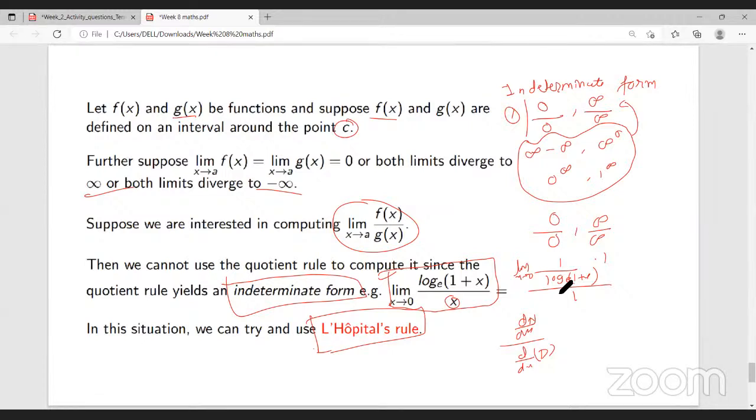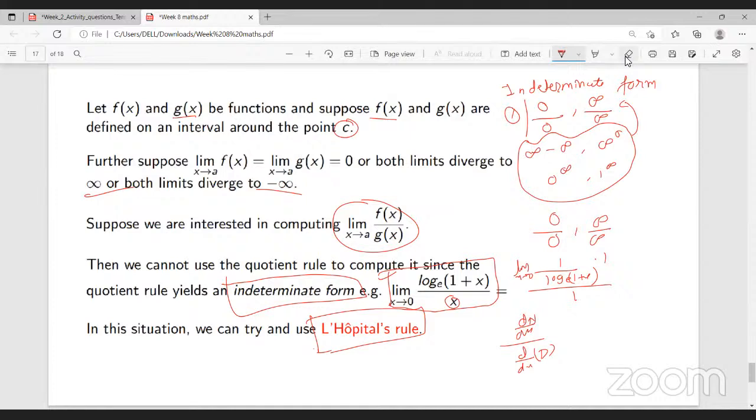So it will be 1 plus x only, right? With x equal to 0, this is 1 by 1, equal to 1. So this limit equals 1.